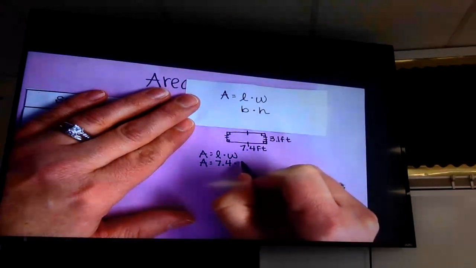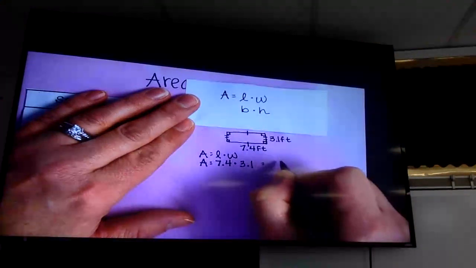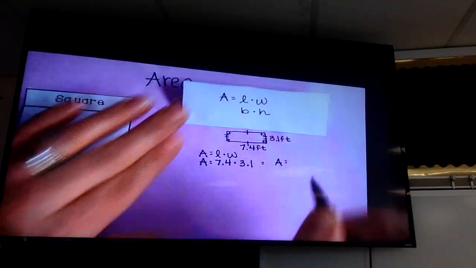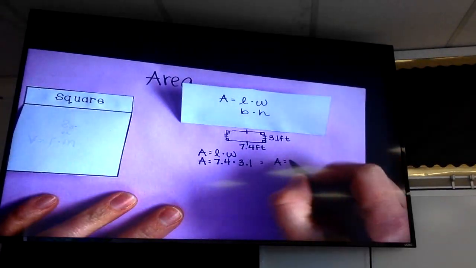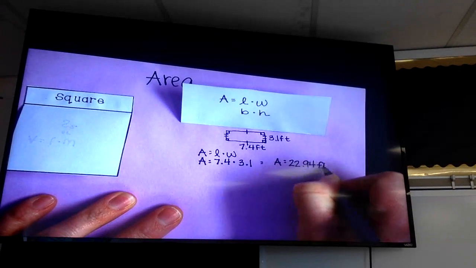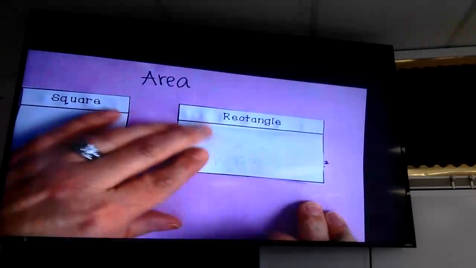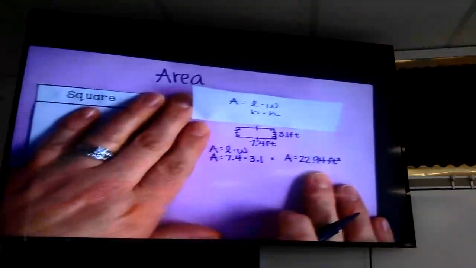So 7.4 times 3.1, because remember we can multiply in either order. Okay, and then I would say my area equals, and that's when I might want my calculator. So I have 7.4 times 3.1. I find out the area of the shape is 22.94 feet squared. So I have my rectangle formula and an example.